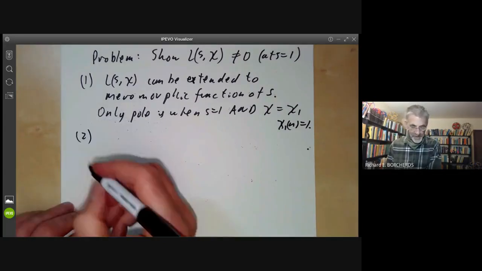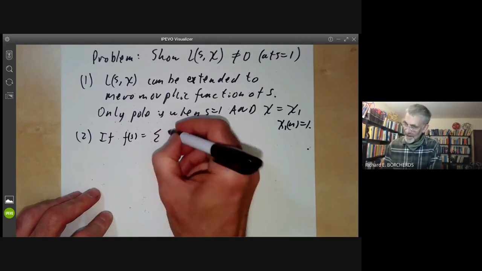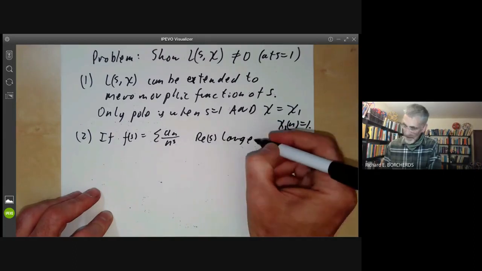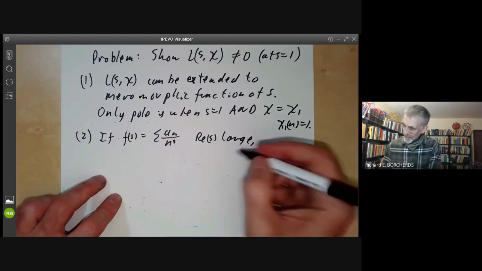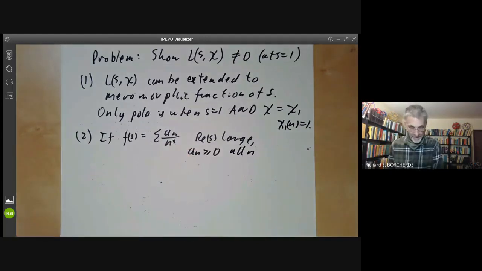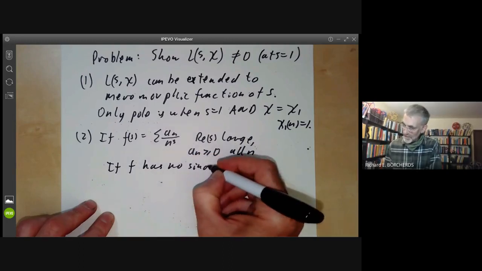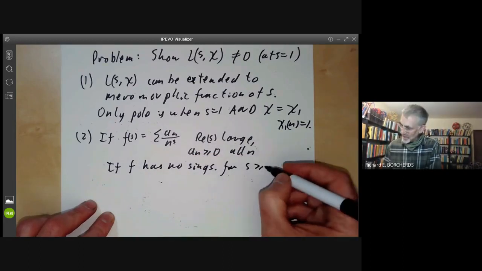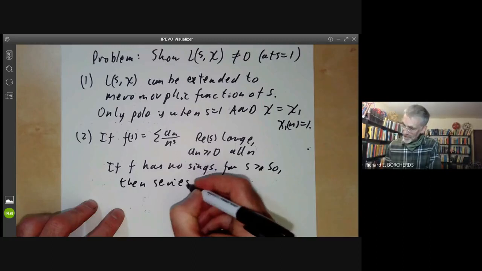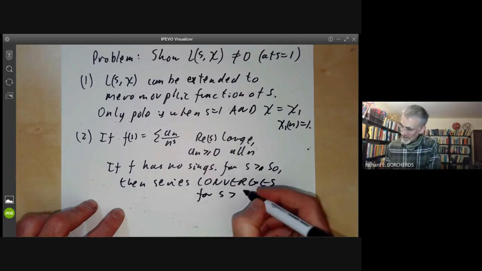The second result we're going to use: if f(s) equals the sum of a_n over n to the s for the real part of s large, and if a_n is greater than or equal to 0 for all n, so if it has non-negative coefficients, and if f has no singularities for s greater than s naught, then the series converges for s greater than s naught.